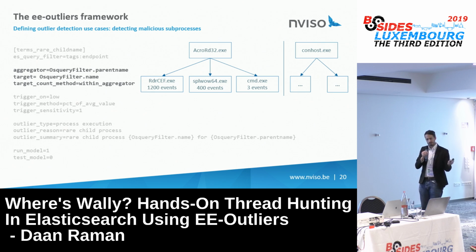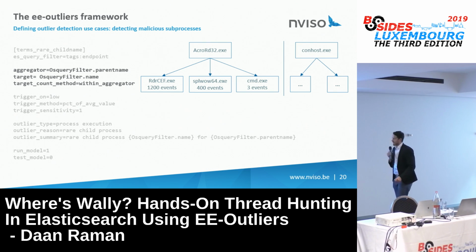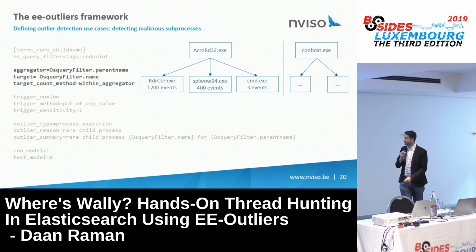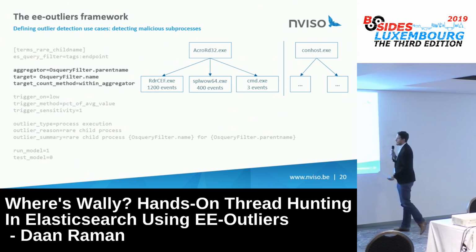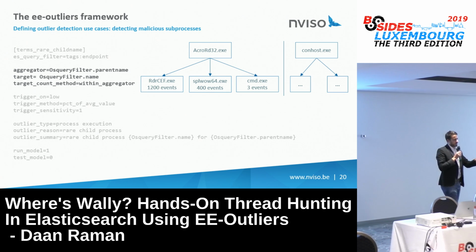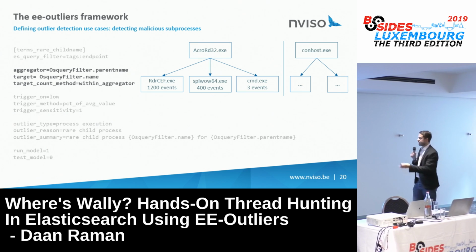So building those statistical models, the graphs that you saw, that's what we are defining here. So basically we say the aggregator, that's the parent name. So Acrobat, for example, and conhost. The target, so those are the small buckets below. Those are then the names of the processes, so parent-child relation. And we want to count those instances within the aggregator.